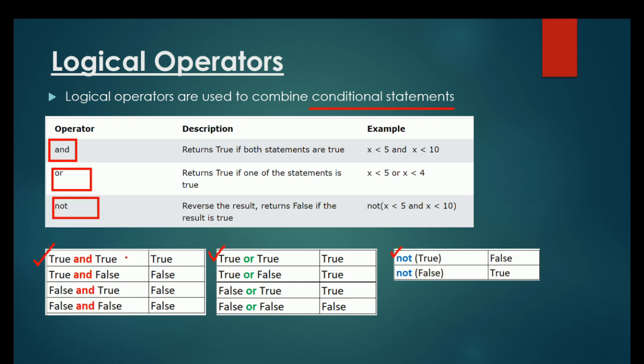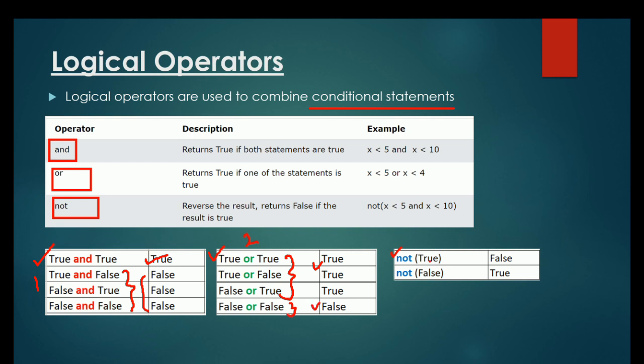So I have created this table. In the first table, you can see true and true. When both of the values are true, then it is true. And in all the other cases, that is true and false, false and true, false and false, it will return false. In the second table, we are checking the OR operator. If any of the values is true, then it returns true. If both of the values are false, then it returns false.